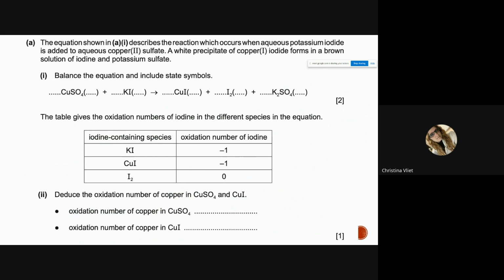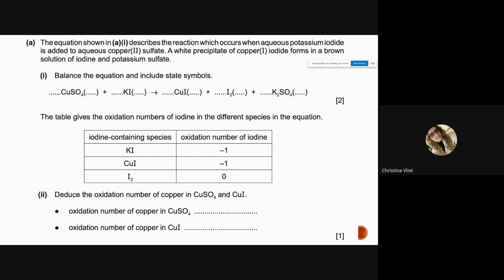It says, the equation shown in A1 describes the reaction which occurs when aqueous potassium iodide is added to aqueous copper 2 sulfate. And so now we know Roman numerals always tell oxidation state, so copper has a +2 charge. A white precipitate of copper 1 iodide forms in a brown solution of iodine and potassium sulfate. They ask you to balance the equation and include state symbols.